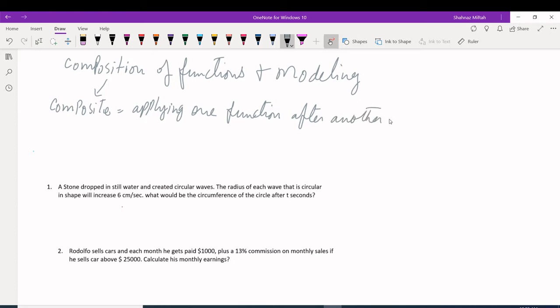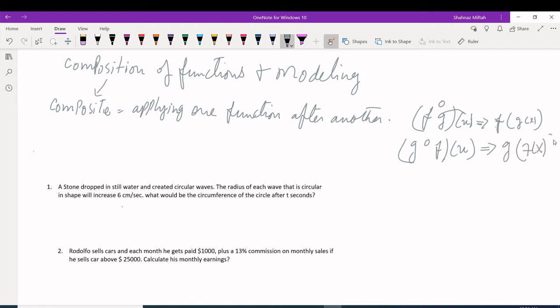And the notation for this goes like f composed of g of x. If you see something like this, you have to rewrite it as f(g(x)). The way I remember this, f goes first, then g of x. If I have another notation, g composed of f of x, then g goes first, and then we have f of x. So these are the notations for composite functions.